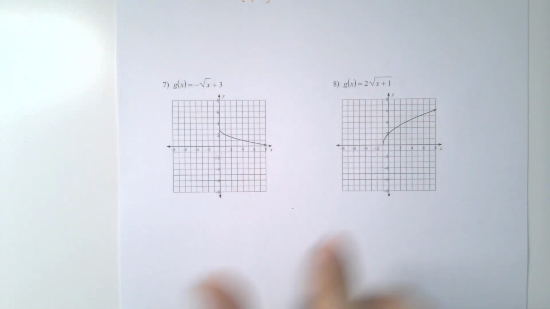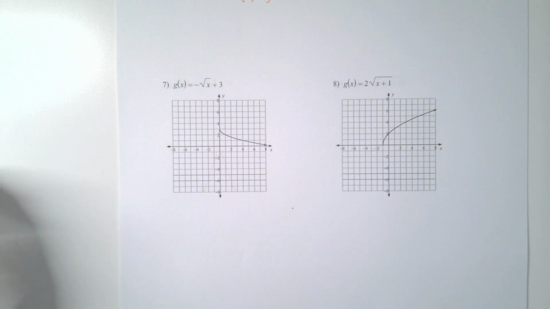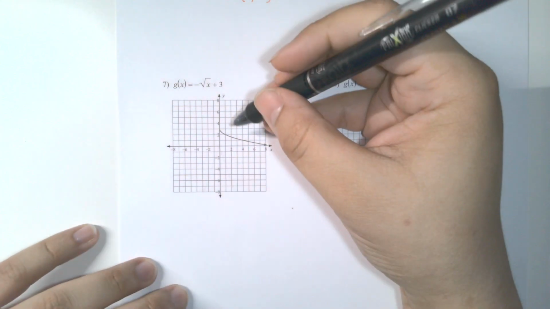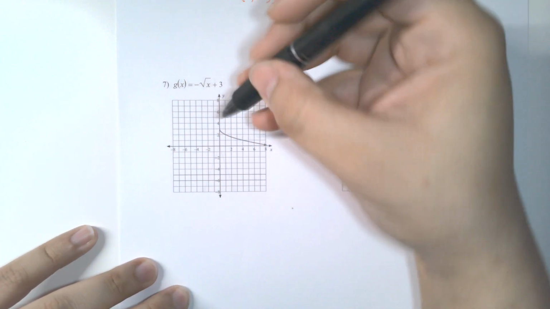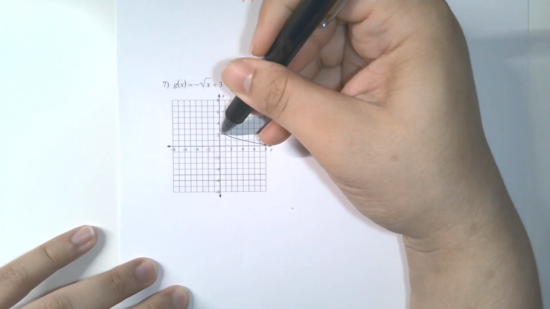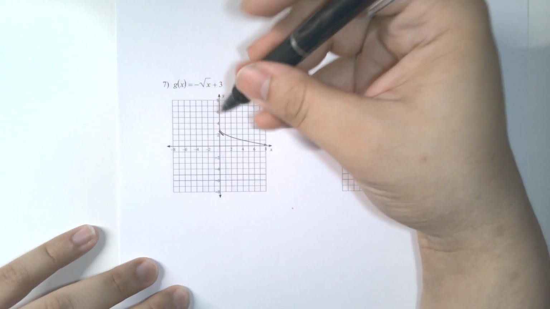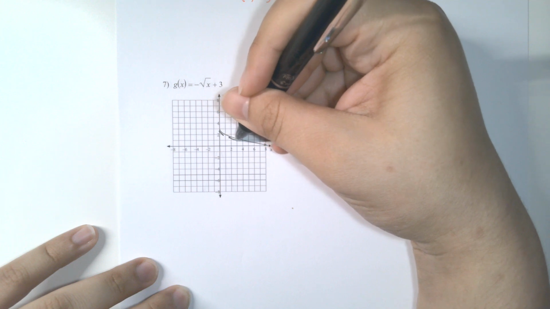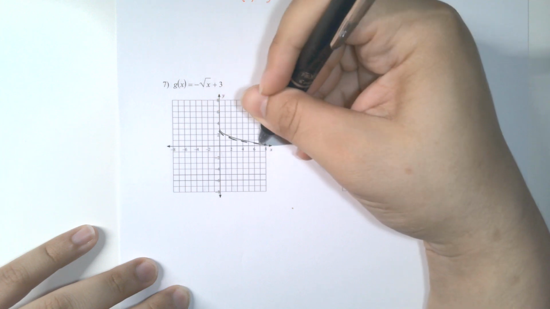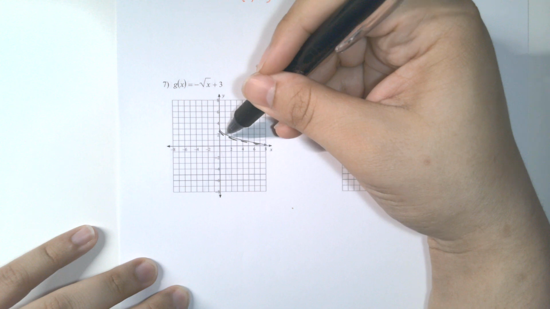Let's look at number 7 now. This isn't a polynomial. However, to distinguish whether it is concave up or concave down, let's just look at our slopes. So right here, our slope starts kind of steep, and then as we move further along, the slope gets flatter and flatter.